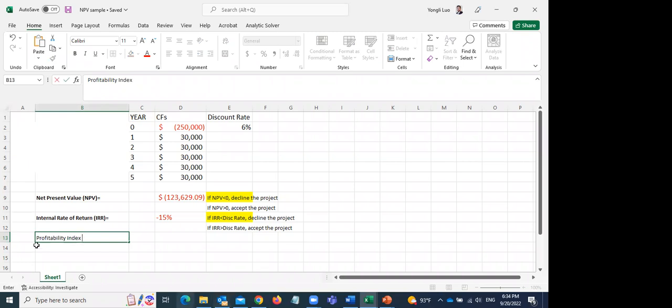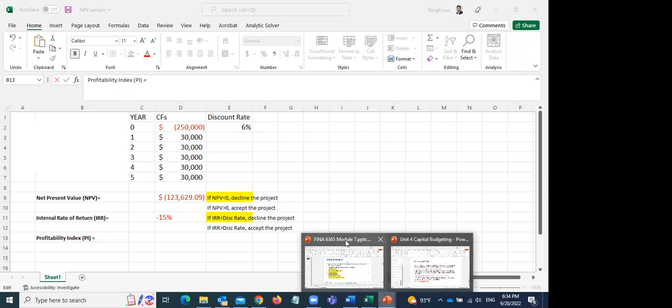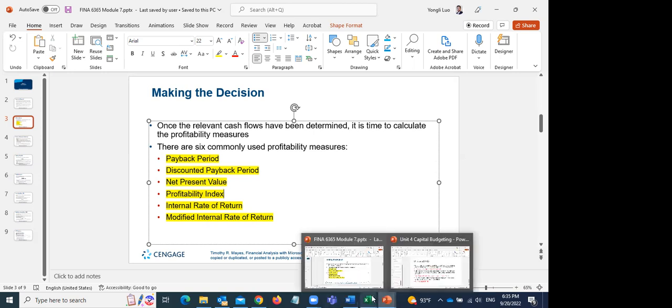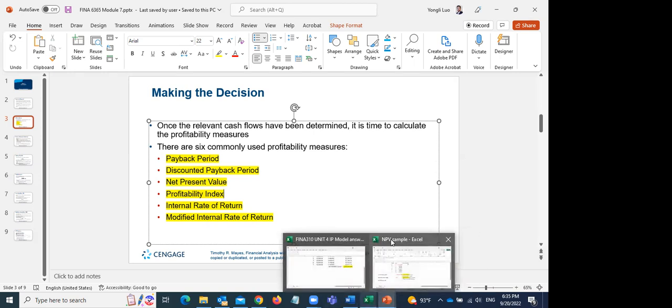This profitability index is not required in your project, but I just wanted to make sure you understand and learn more about capital budgeting techniques. As I mentioned, there are 6 commonly used methods. The project uses only payback period and net present value, because I'm going to show you the other one.